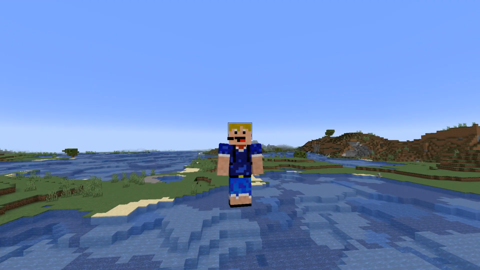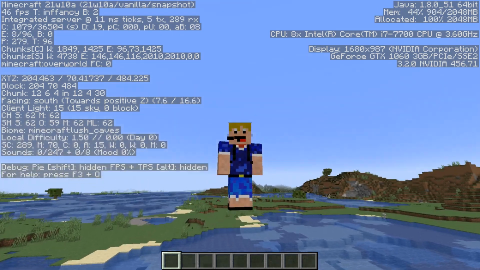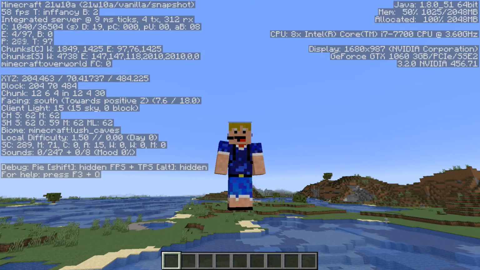In this video I'm going to be explaining the F3 screen in Minecraft Java Edition. Probably everybody who's played Minecraft Java Edition has seen the F3 screen once. It looks something like this, and it appears if you press F3. There are a whole lot of numbers here, and in this video I will go through all of them and explain what they mean.